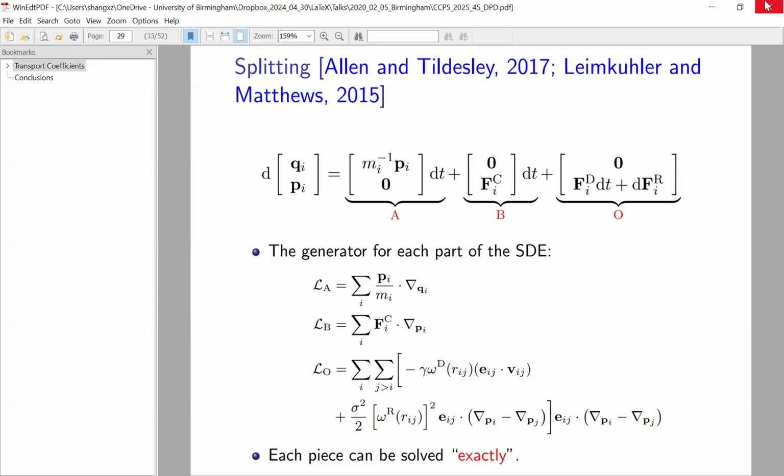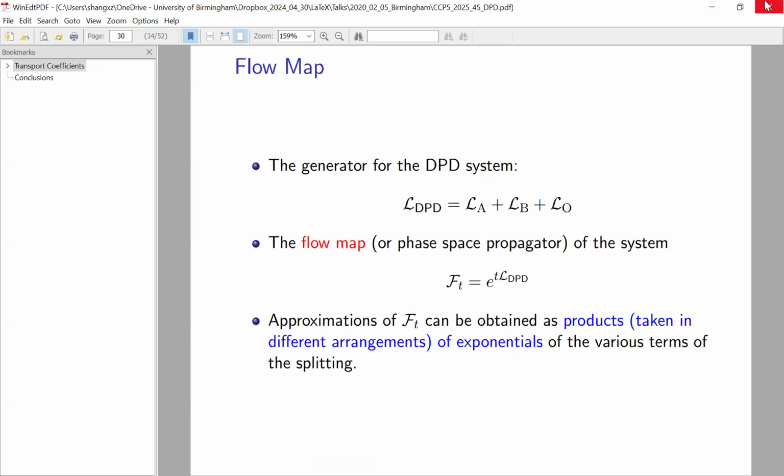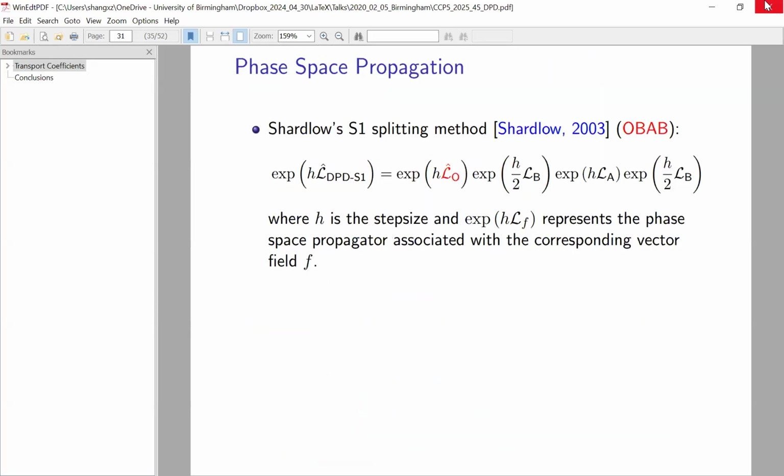If you want to look at more mathematical details or discussions, you can look at this book by Ben Leimkuhler and Charles Matthews, also from a few years ago, where they talk about the splitting method in much more mathematically rigorous ways. And then, as I mentioned, once we do the splitting, we need to combine them in a certain order so that we will have an approximation of the whole system.